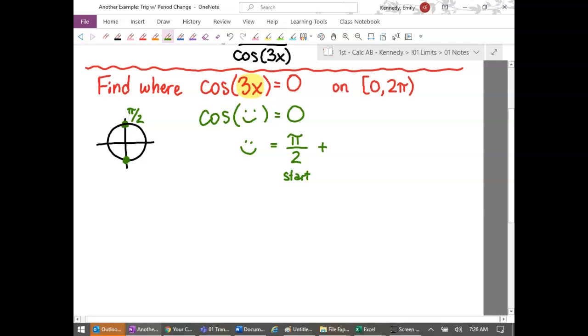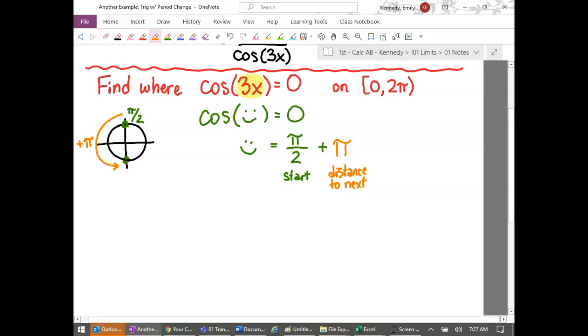Then, I'm going to figure out how far it is from the spot that I started to the next spot. So to get halfway around the unit circle, to get from pi over 2 to 3 pi over 2, I have to move pi units. And so that's kind of your step distance, some people call it that, but just the distance to the next solution.